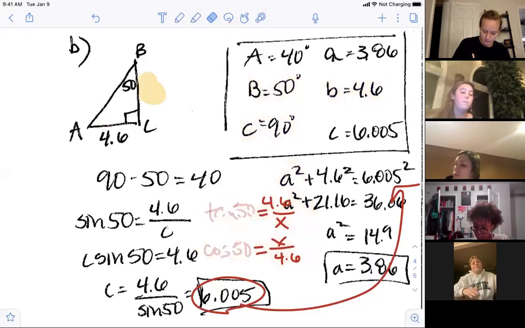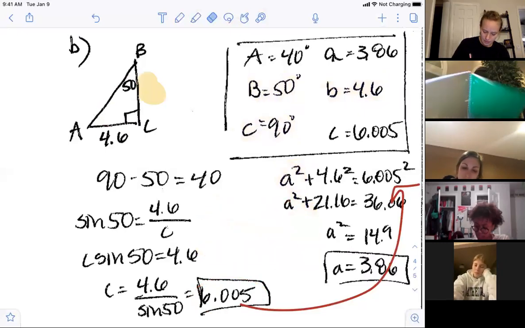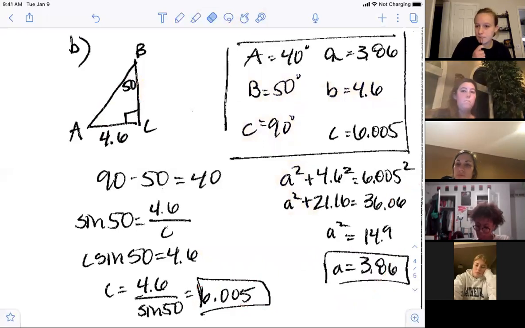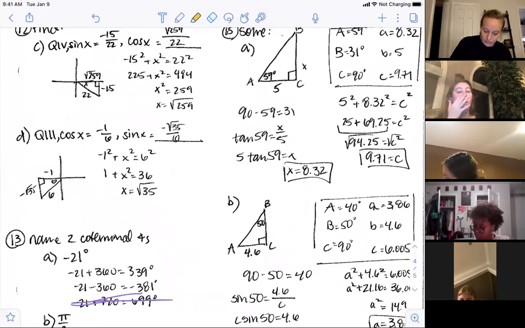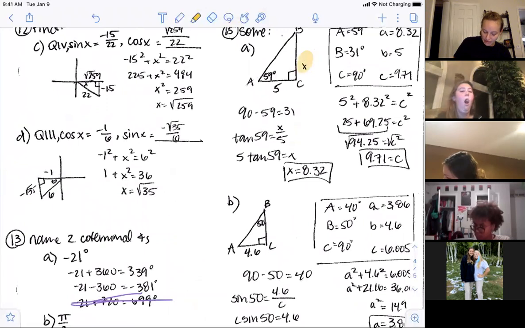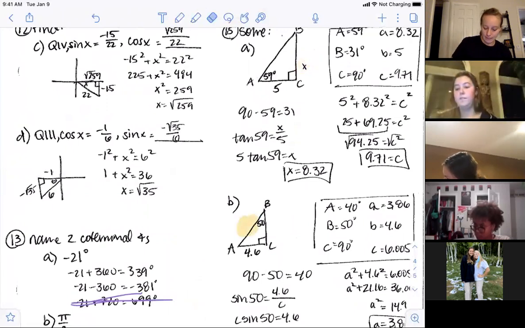For the little letter ones, how do you know which one to solve for first? Good question. There's no right or wrong answer, so you can solve for whichever one you want first. Okay. So it looks like I did an example where I found one of the legs first, and then in this one I found the hypotenuse first, and then that's a different Pythagorean theorem.